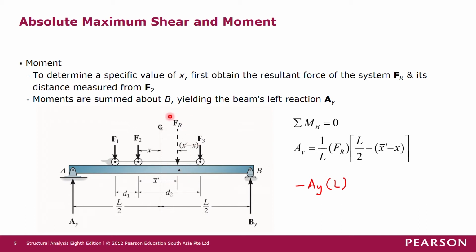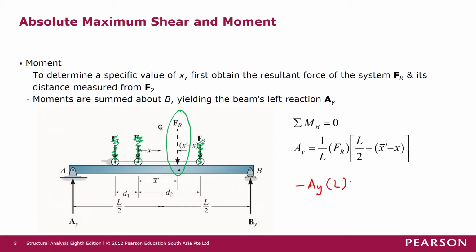So the three forces here will be replaced by only this force on the beam. Instead of calculating the moment caused by these three forces, we just need to calculate the moment due to this resultant force, because this resultant force represents these three original forces, right?